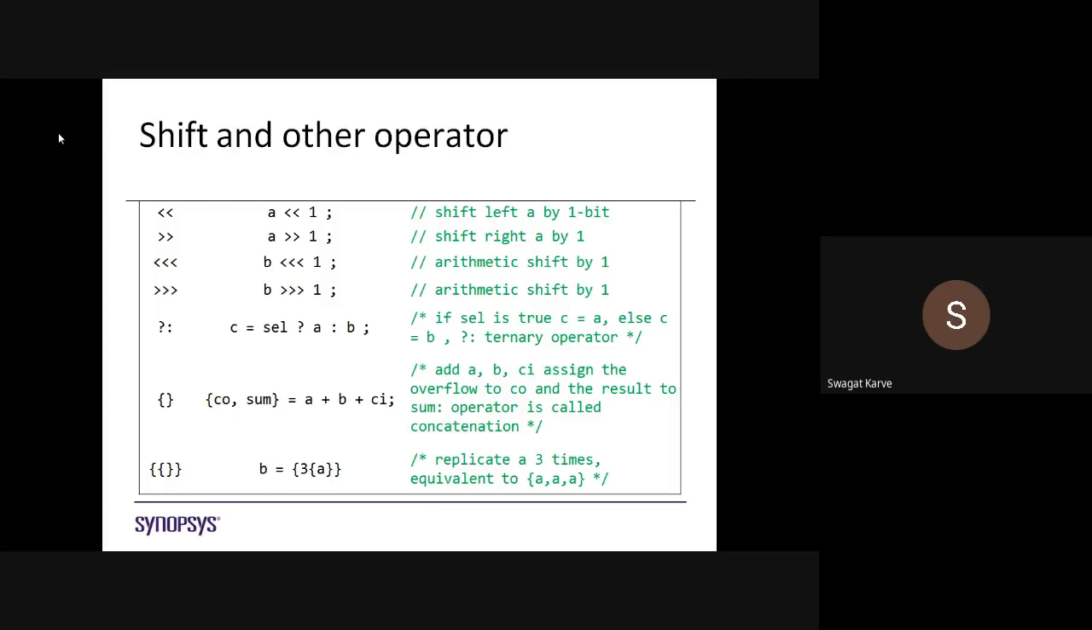We discussed the identity and equality operators. Then which next class of operators did we discuss? Bitwise and reduction operators, right? So these two classes of operators we discussed in yesterday's lecture. Today we are going to discuss the next class of operators, that is shift and other operators. This is also one specific class of operators that we use in the Verilog programming language.